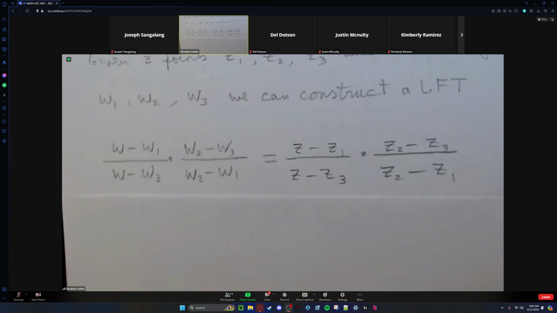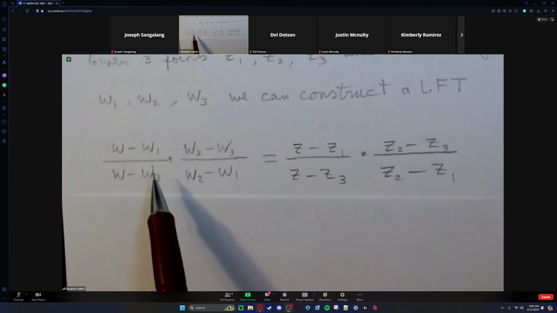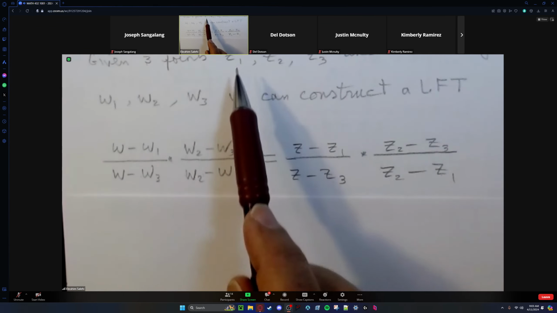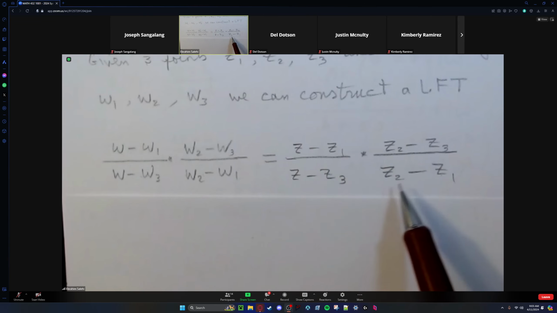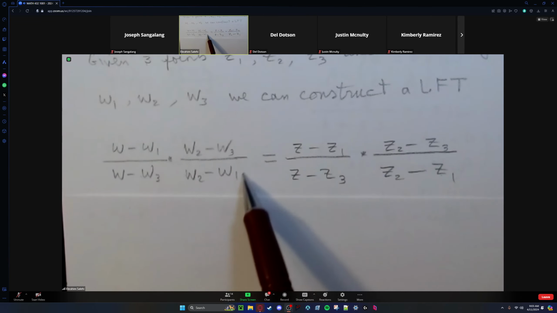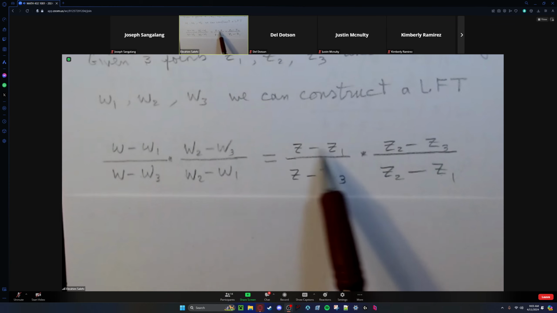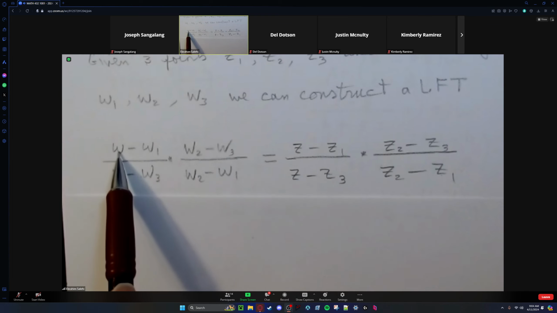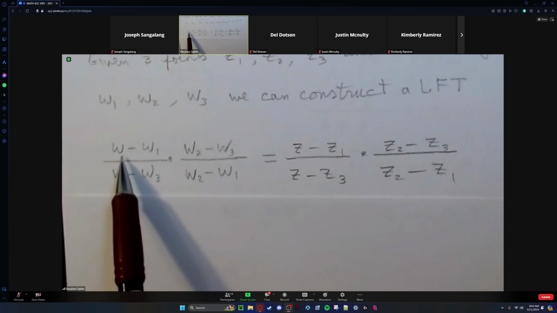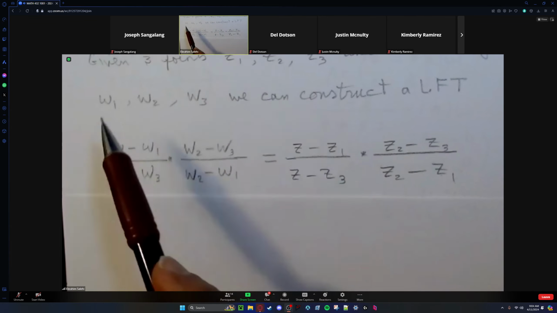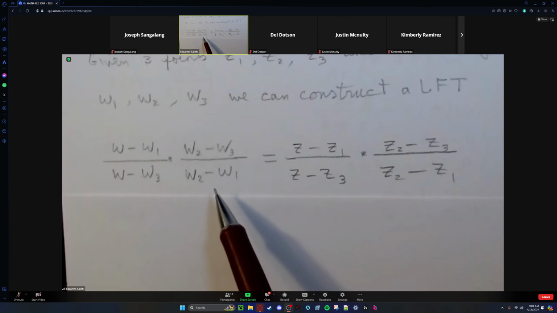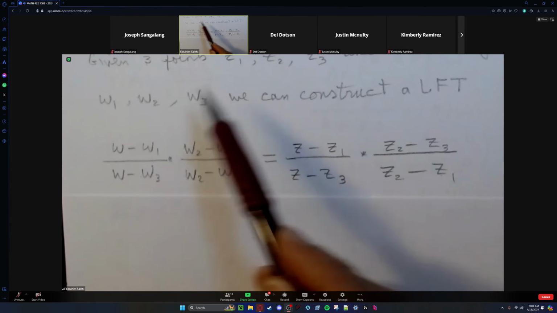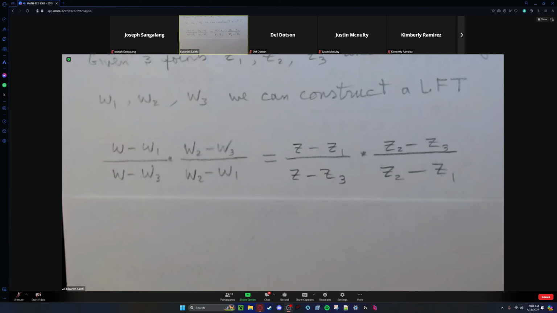Well, if you plug Z1, oh, this is a number, right? And this is a number. But if you plug Z1, you get 0 on the right-hand side. This cannot be 0, so this has got to be 0. That means W is W1. Yeah. So if you plug Z1, you get W1. Same reason, if you plug Z2, you get W2, and so forth. All right. So here is an example.